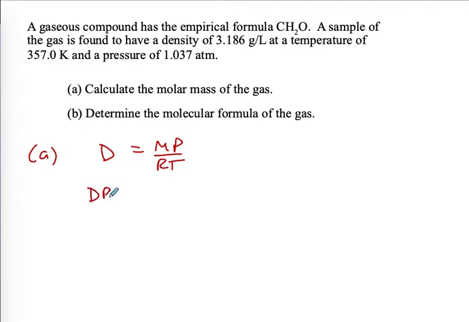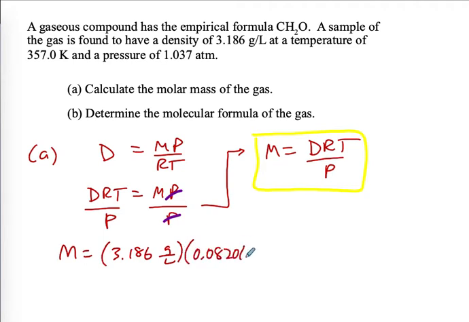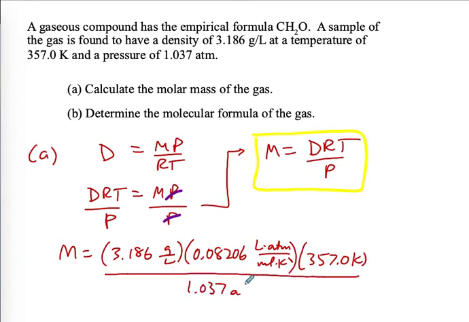We'll multiply both sides by RT. dRT equals MP. To get molar mass by itself, we'll divide both sides by pressure. Pressure cancels pressure, and that gives us our rearranged equation. Molar mass equals density times RT over pressure. So now, given the information that we're provided, we can calculate the molar mass. Our density is 3.186 grams per liter times R, the gas constant. Yes, you must write out the number and the units. Times my temperature of 357.0 Kelvin, all divided by the pressure of 1.037 atmospheres.